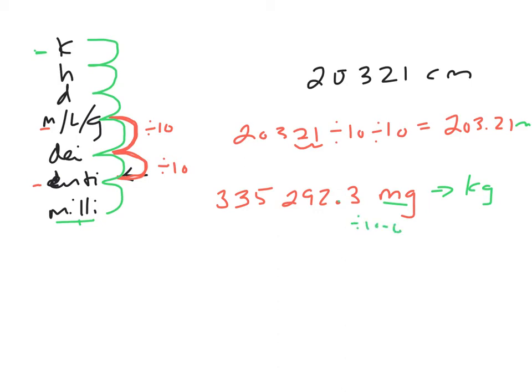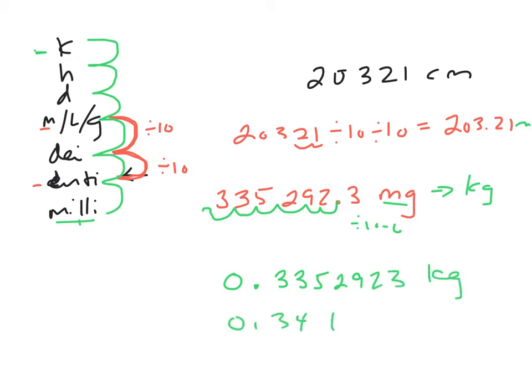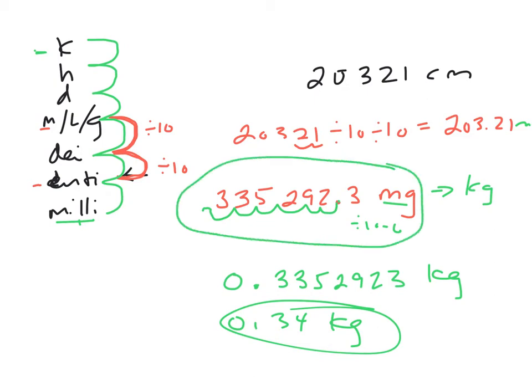Or I'm going to take that decimal and move it 6 places to the left. 1, 2, 3, 4, 5, 6. So 335,292.3 milligrams is 0.3352923 kilograms, or let's say 0.34 kilograms. 0.34 kilograms is a much more sensible way of talking about a measurement than 335,000 milligrams.